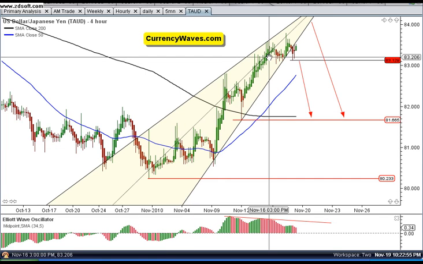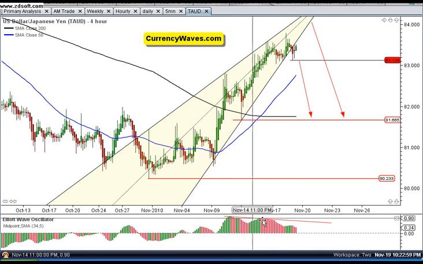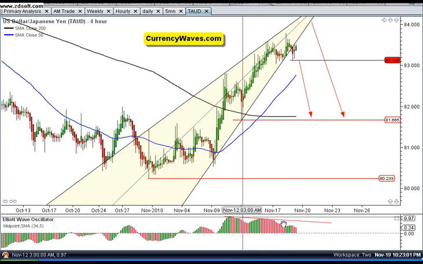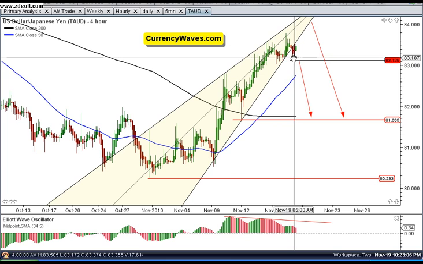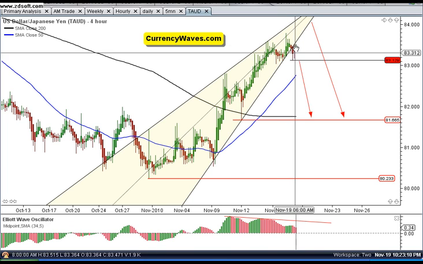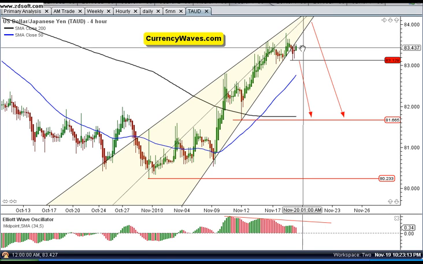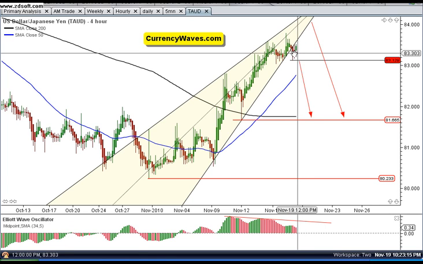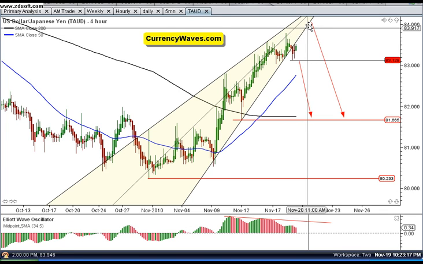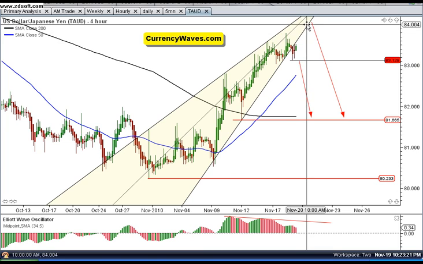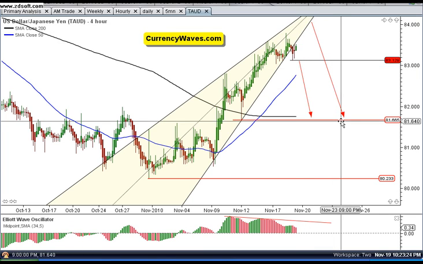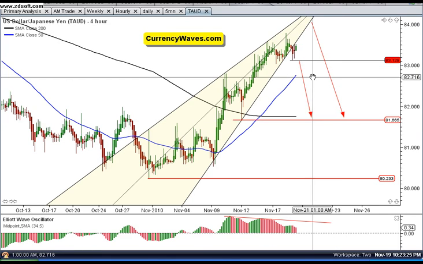Dollar yen has been slowly rising in this rising wedge. Each new high has been met with divergence on the Elliott wave oscillator. It did finally break out here over the last few sessions, and now it looks like it wants to test it. I would not doubt if it rides this trend line, this wedge up on the outside up to 84 before coming back down.